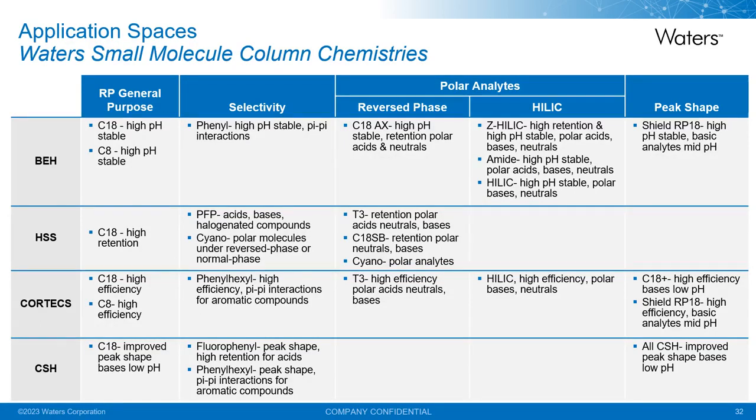Within the Cortecs family, there's the C18+, which has that charged surface attribute, as well as the Shield RP18, again, good peak shape for bases. And within the CSH family, all of the CSH family was designed to give very good peak shapes, especially in low ionic strength mobile phases.